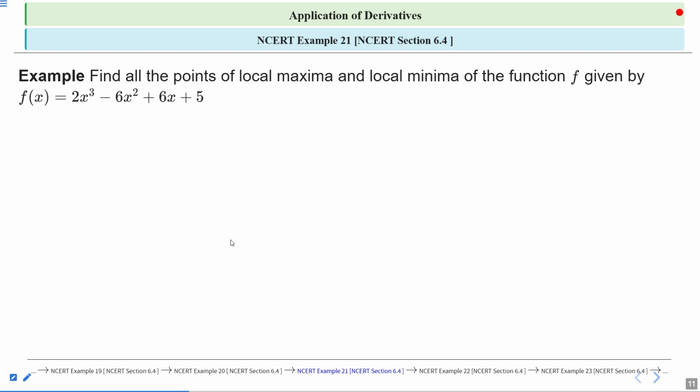If f double dash x is less than 0 at a critical point, then that point is a point of local maxima. And if f double dash x is greater than 0 at a particular point, then that point is a point of local minima, okay?